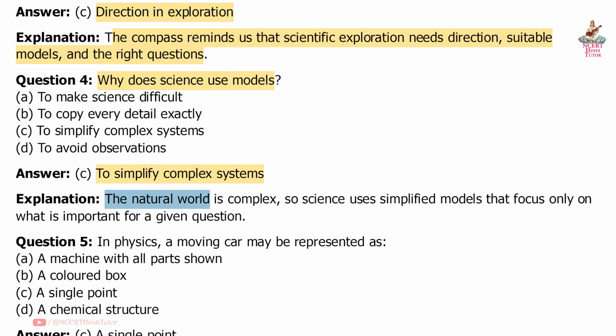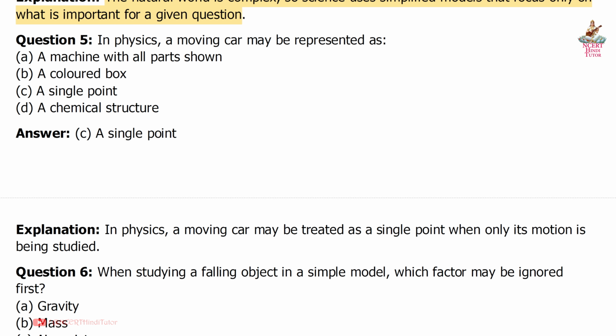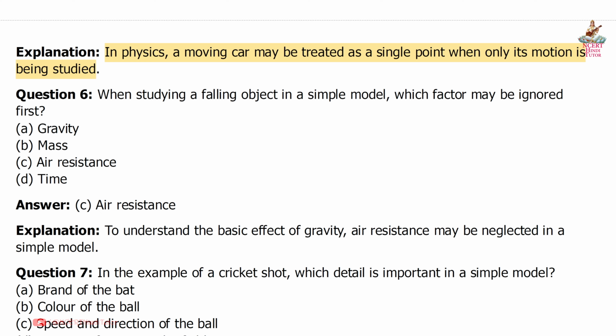Explanation: The natural world is complex, so science uses simplified models that focus only on what is important for a given question. Question 5. In physics, a moving car may be represented as: Answer C. A single point. Explanation: In physics, a moving car may be treated as a single point when only its motion is being studied.